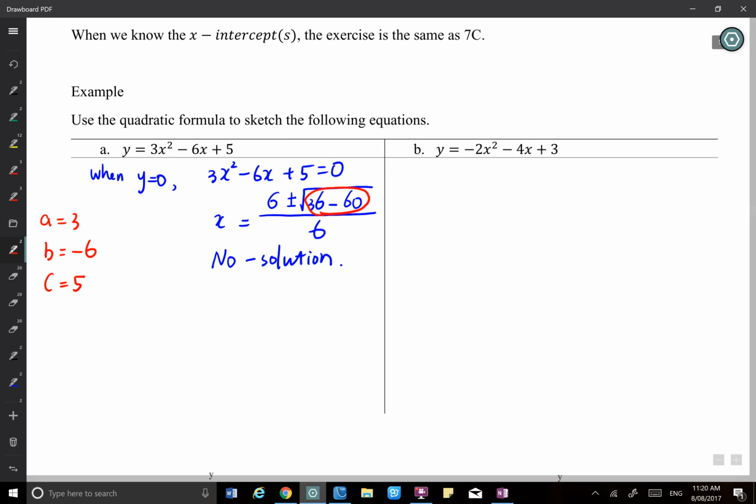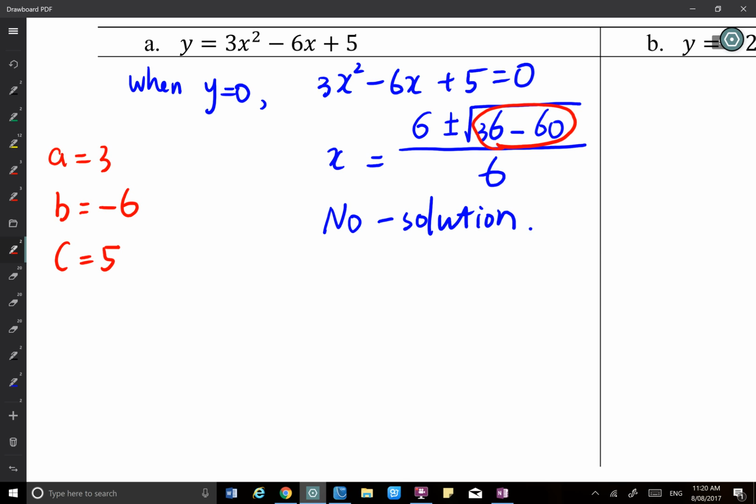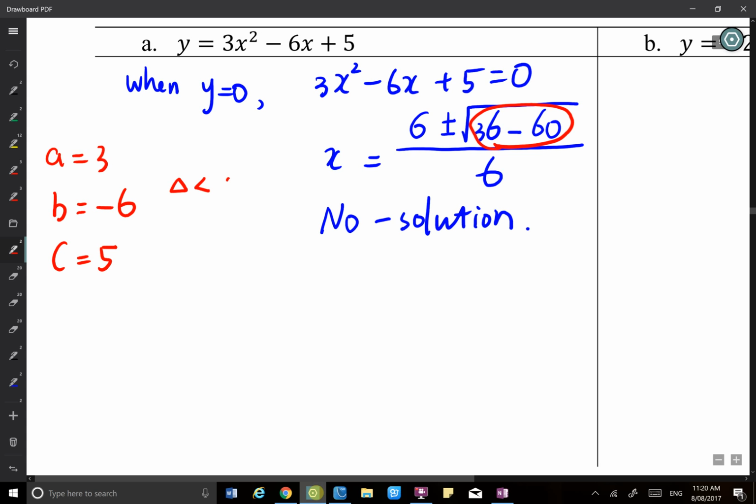We use the formula minus b plus minus square root b squared minus 4ac over 2a, and we find there's no solution because I can't have a negative number in a square root. In this case, the discriminant is less than 0, so we have no solution for this equation. What's the discriminant? The discriminant is b squared minus 4ac, that equals 36 minus 60, and that is less than 0. So there is no solution.